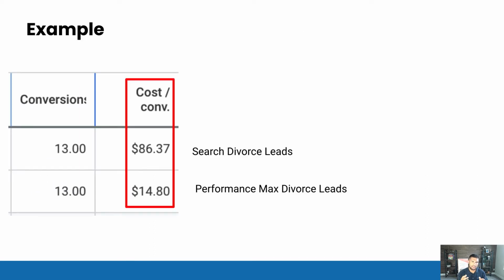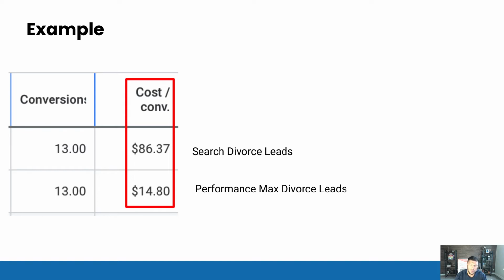All right. So this is a really, really great example of the cost, right? So you don't want bad leads, but let's see how much they cost first. So in this example here, I have two different divorce campaigns. One is a search campaign, meaning the top tier traffic, and one is a performance max campaign. And both of them got 13 leads. The top example is our search campaign. And you can see that the number of conversions is the number of leads. So we got 13 leads, and the cost per conversion is the cost per lead.